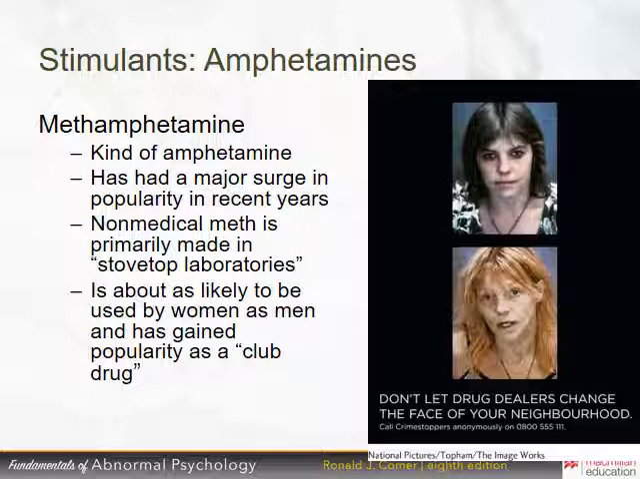So methamphetamine is a kind of amphetamine. It has had a major surge in popularity in recent years. Non-medical meth is primarily made in stovetop laboratories, and it's about as likely to be used by women as is men, and has gained popularity as a club drug.